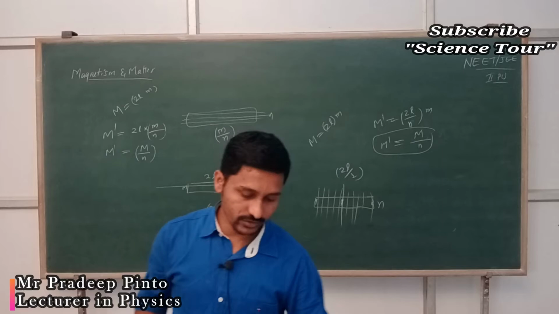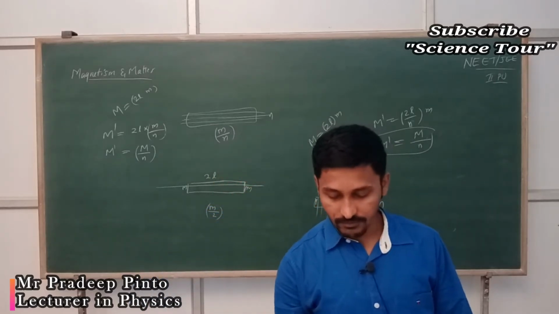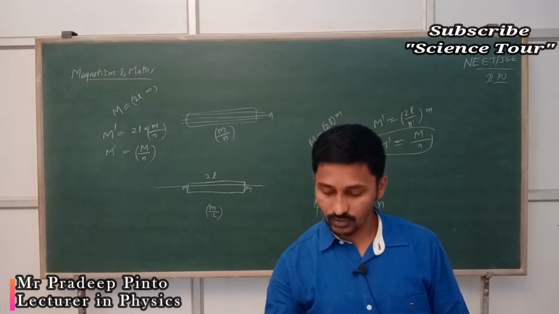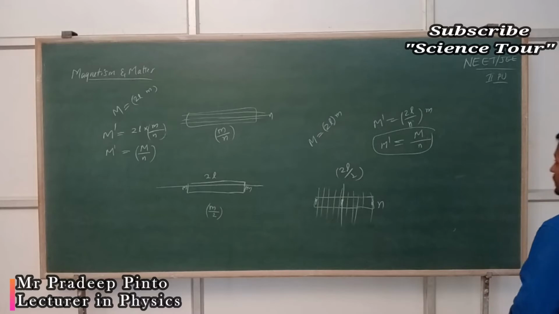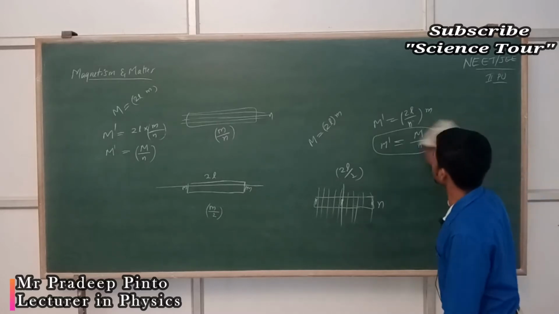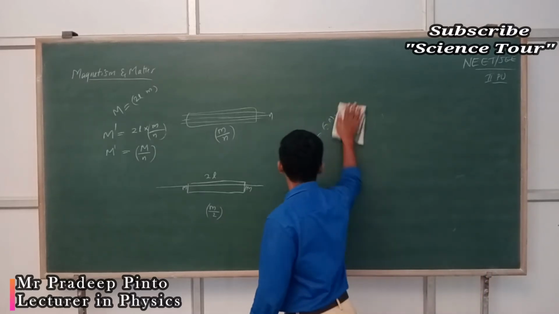Now we are going to talk about some of the orientations of the bar magnet. If we orient it in a different way, what changes in the magnetic moment are we going to get? That we are going to find out, for the different orientations.